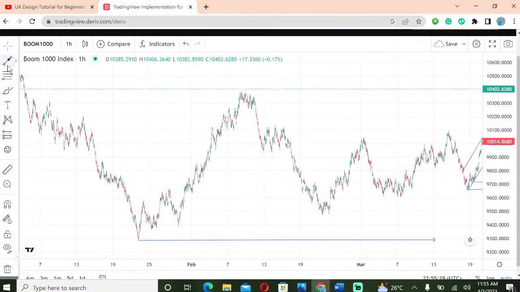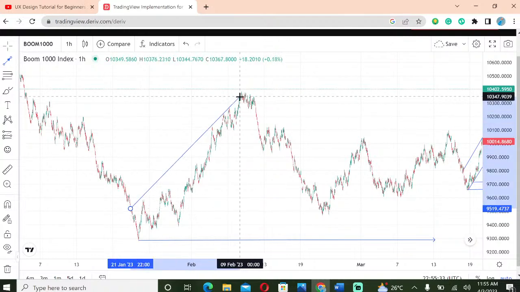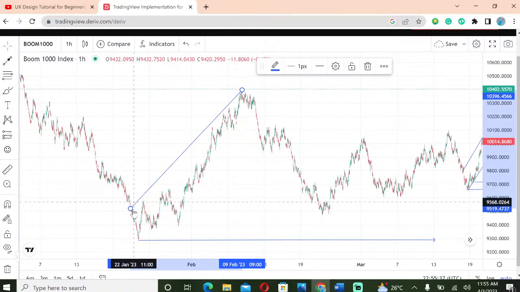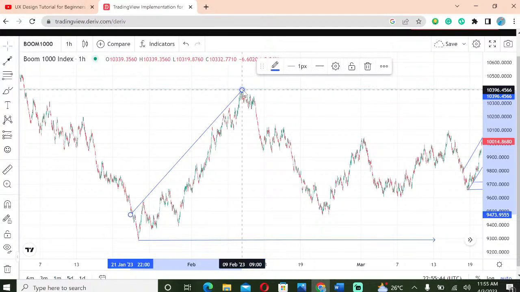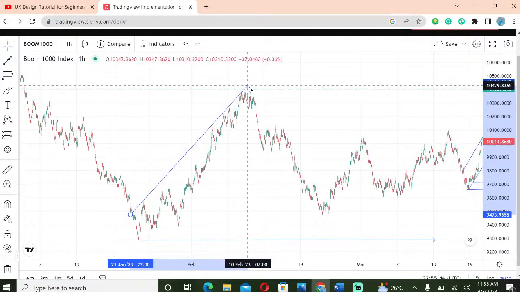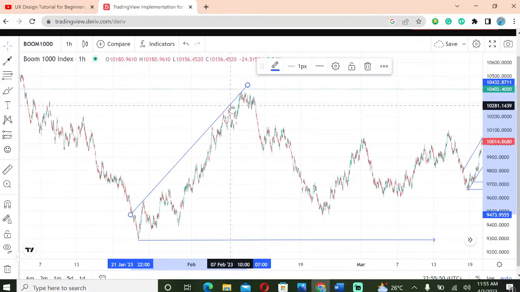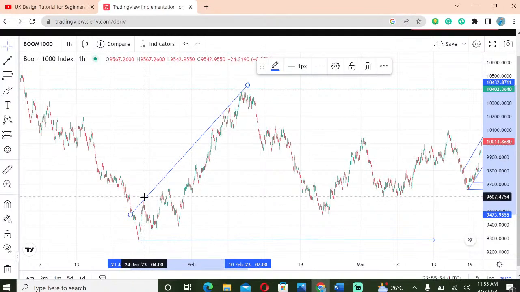So what I'm going to do now is to first identify my uptrend market that we have at this level. You first identify it. When you identify it, you are going to be having your uptrend at this level. You see, you are able to identify this particular spot, this spot, and this spot, this spot, and you are able to identify this spot also. You see that?